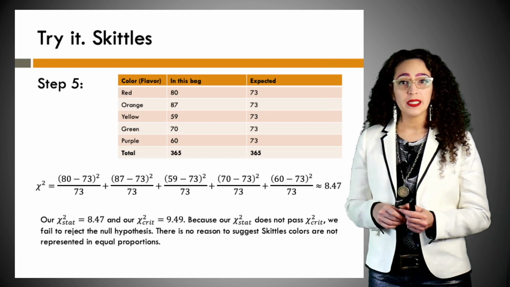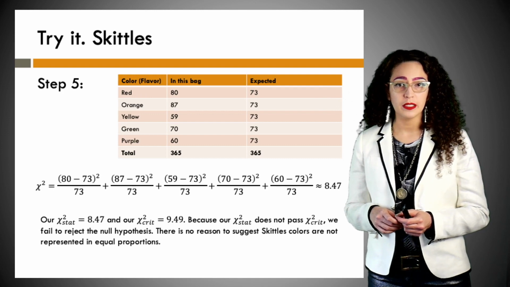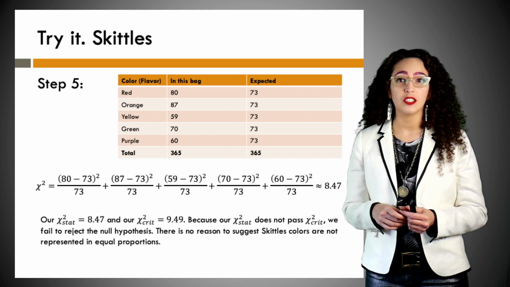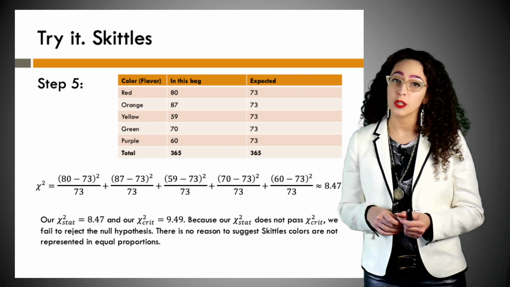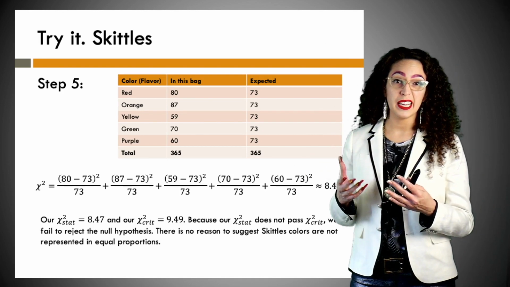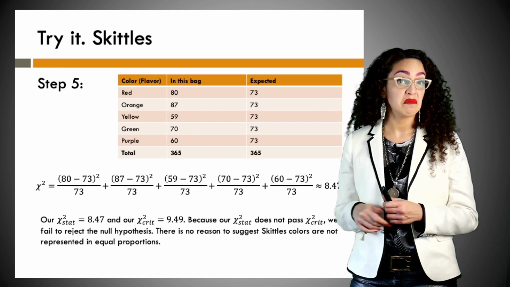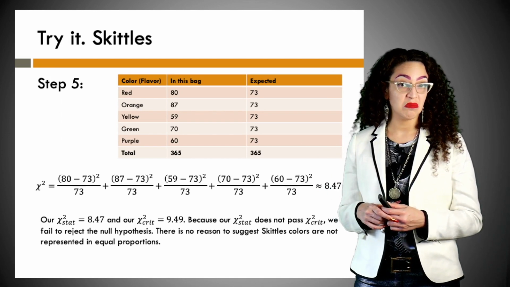Because our chi-squared statistic does not pass our chi-squared critical, we fail to reject the null hypothesis. There is no reason to suggest that Skittles colors are not represented in equal proportions in the bag. You could use this to test if ever you got some sort of bag of candy and maybe they were gypping you and skimping on some of the higher grade candies. Goodness of fit test. Check it out.